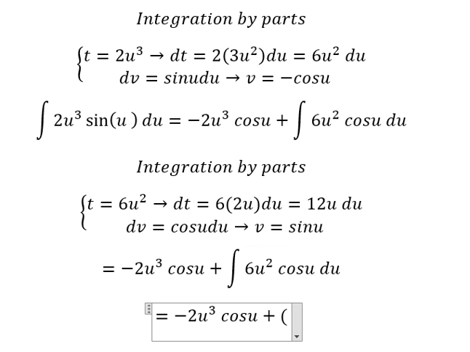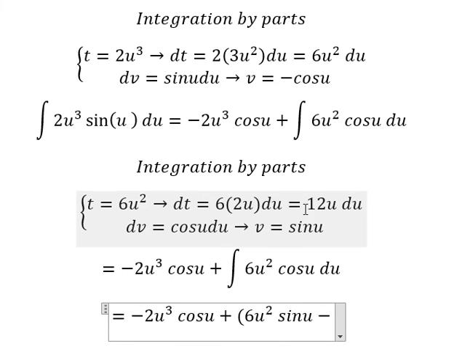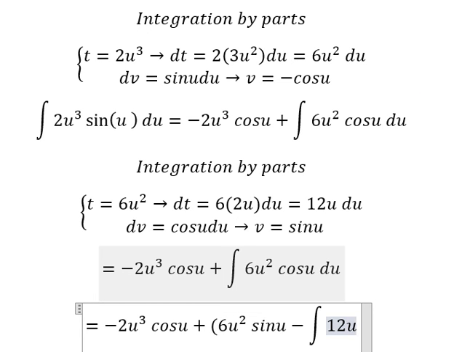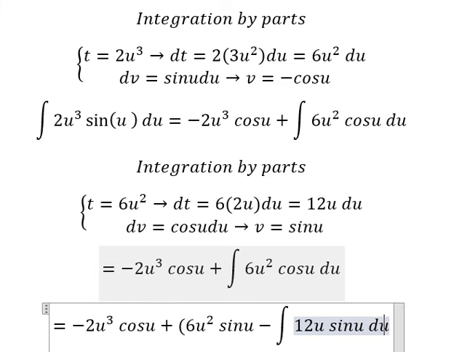So we have t multiplied by v, minus the t multiplied by v. So we have the integration of 12u sine u du.